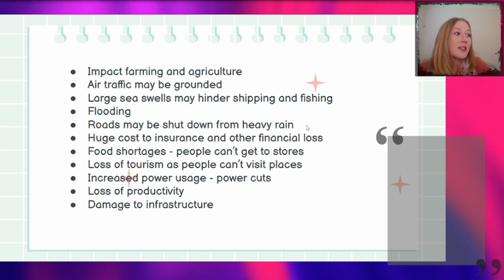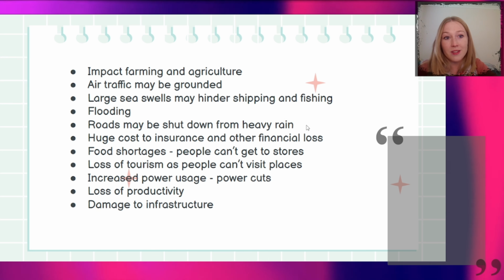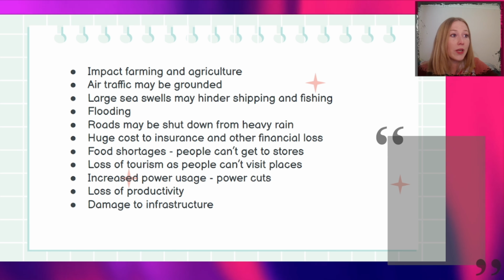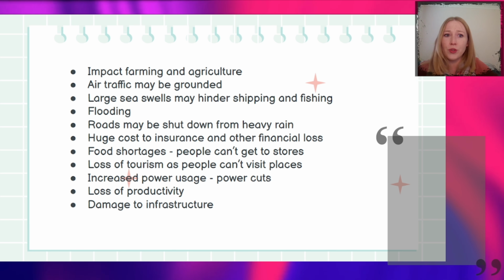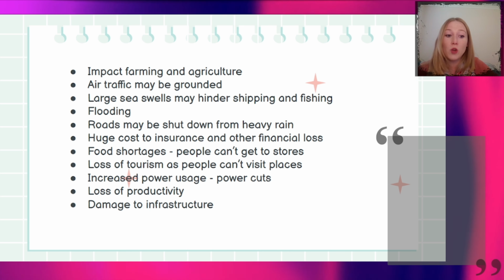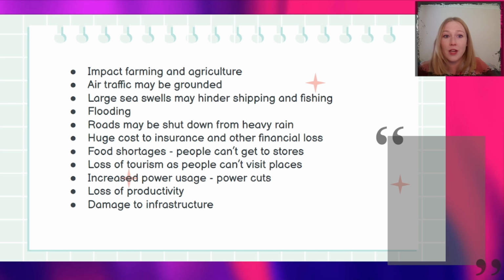Roads may be shut down from heavy rain. This is something that we do experience with the very severe storms, where people are actually advised to stay off the roads, and there have been one or two occasions where storms have been so bad that they have shut down schools because they don't feel it's safe for people to be traveling on the roads.